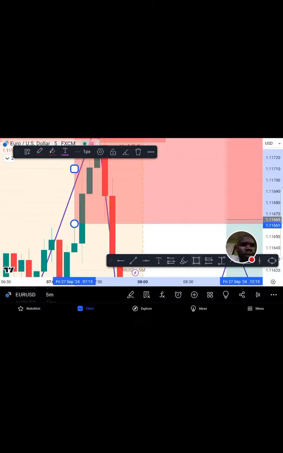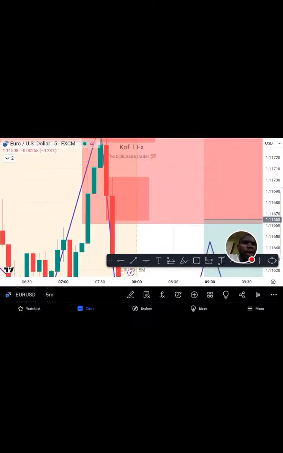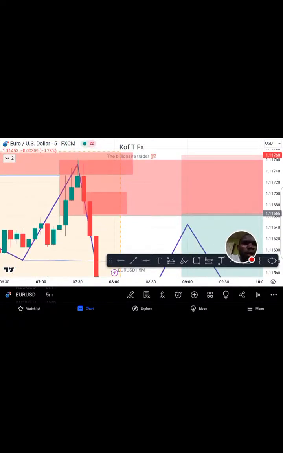From this area where we have 2 wicks inside each other. It is a supply zone. This area, yeah, that is where my entry is. Where we have 2 wicks inside each other. So that's where I'm setting my limit, my entry. So I have 1.1666. Yeah. For the SL, 1.1768.